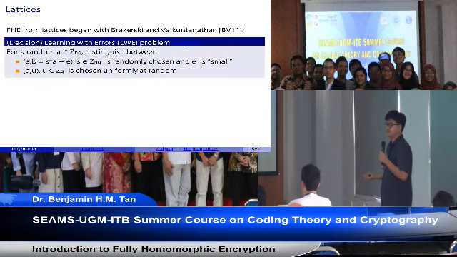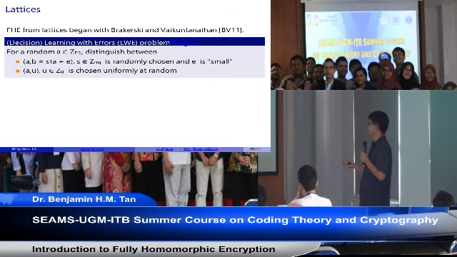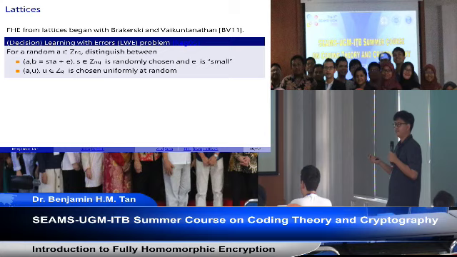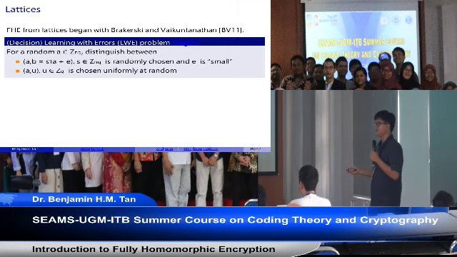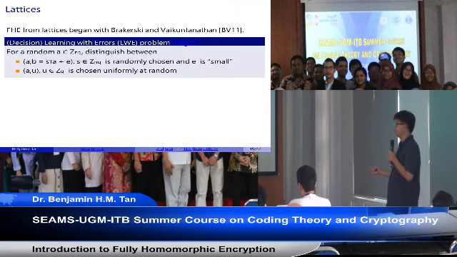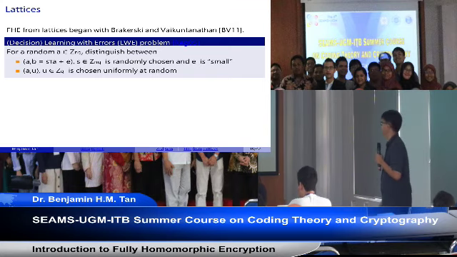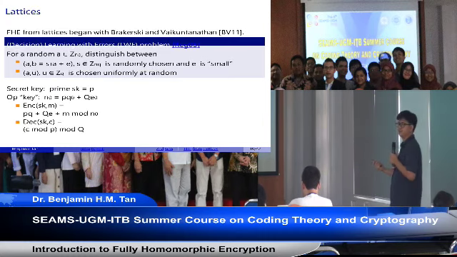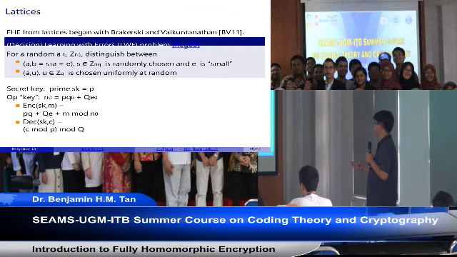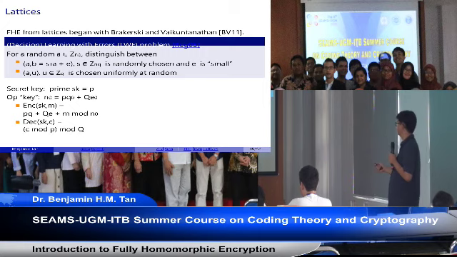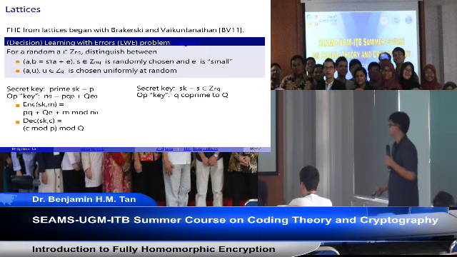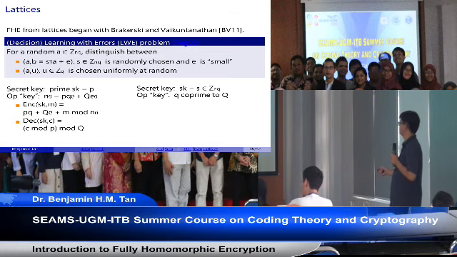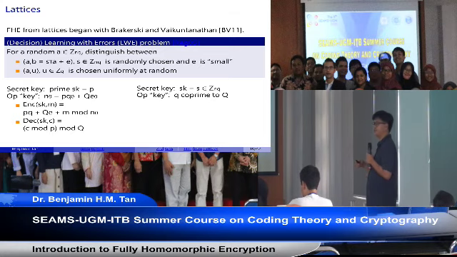So FHE from lattices began with Brakerski and Vaikuntanathan in 2011, and they based it on the learning with errors problem by Regev. So in that problem, you basically take a random vector A, and you want to distinguish between these two tuples, A and B, and A and U, where U is uniformly random. So let's see how we translate what we know so far into this setting. So now your secret key, instead of a prime P, becomes a vector S, and your operation key is now just the number Q that is co-prime to big Q.